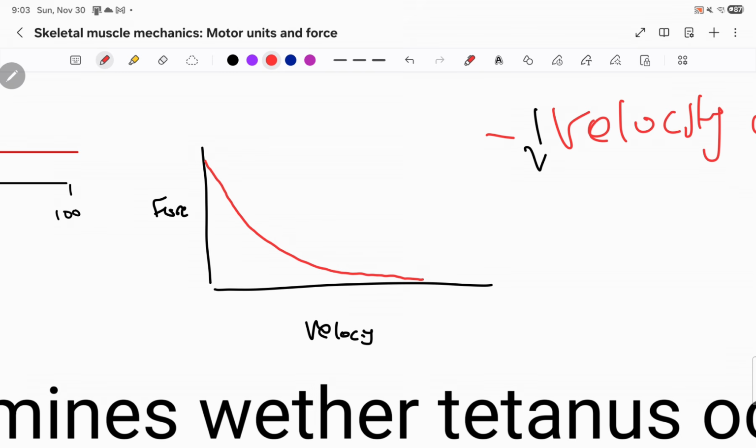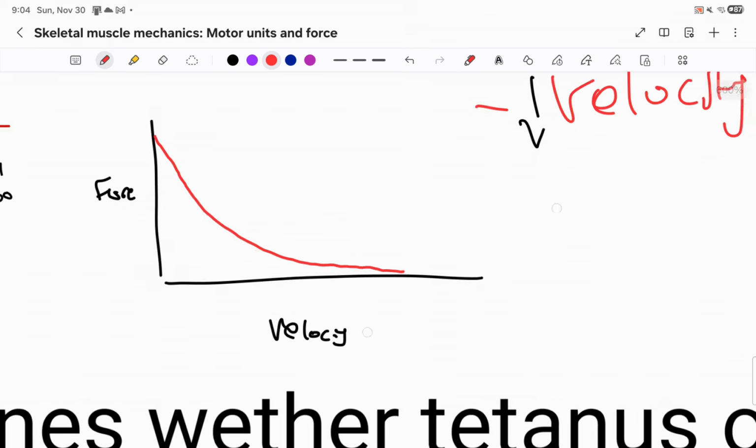What does that tell you? Well, this is showing me that as the velocity of the contraction is increasing, the force that is produced is decreasing, as it's seen here. But if I read it the other way, as the velocity decreases, the force starts to increase in this nonlinear fashion. Okay? That's the force velocity curve.